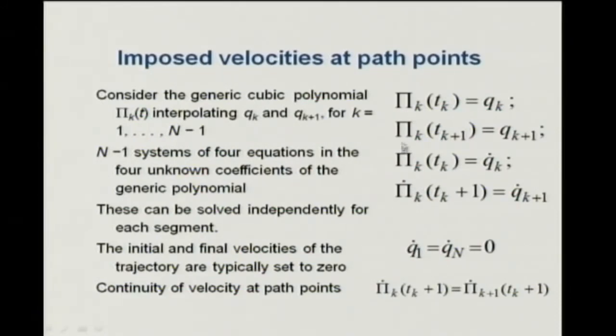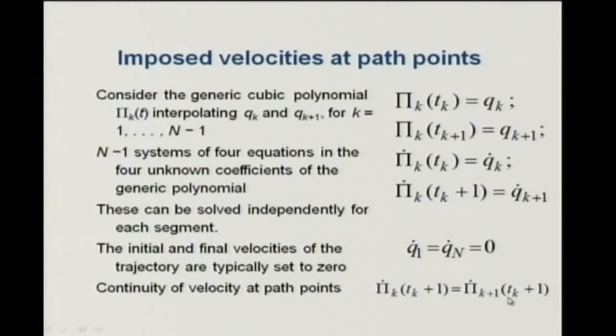If you have these 4 equations, there are 4 parameters, so you can solve them independently for each segment. So you have n plus 1 such sets of equations. That is easy. You can set q1 dot equal to qn dot, and you will get continuity of velocity because at both ends you are going to set it. So that is assured to you.